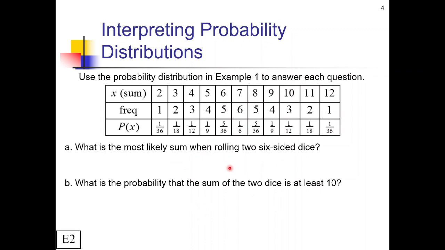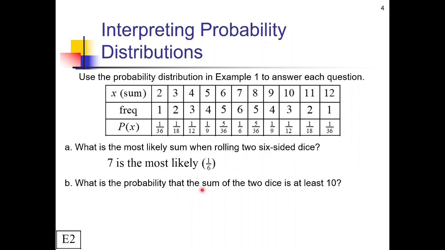All right, so let's take a look at part A, most likely sum rolling 2 6-sided dice. So this one's pretty straightforward. We just want the highest probability. Going through our P of X row here, we see that that's 1 over 6, or if you're not great comparing fractions, you could just look at the frequencies and see that we have the highest frequency when we are looking for a sum of 7. So 7 is the most likely result, 1 over 6 probability.